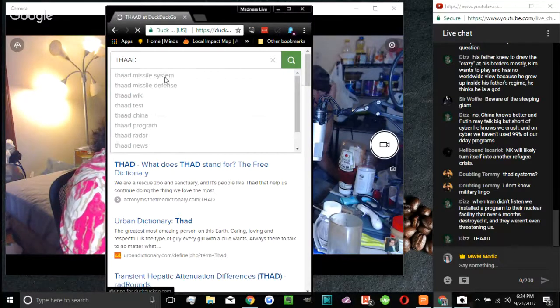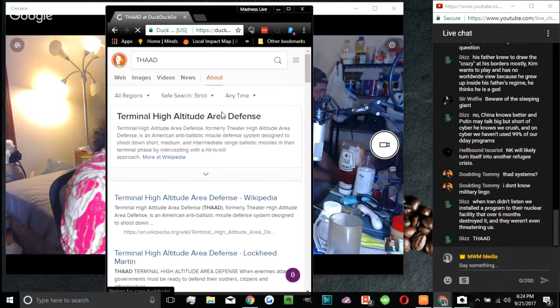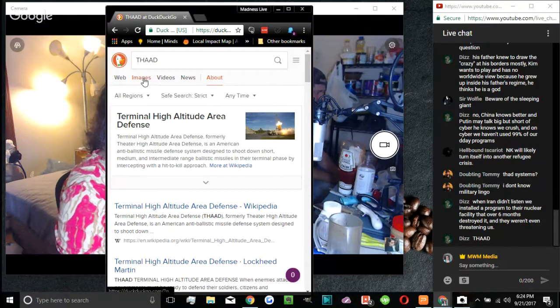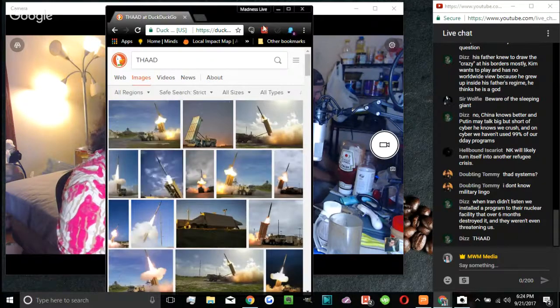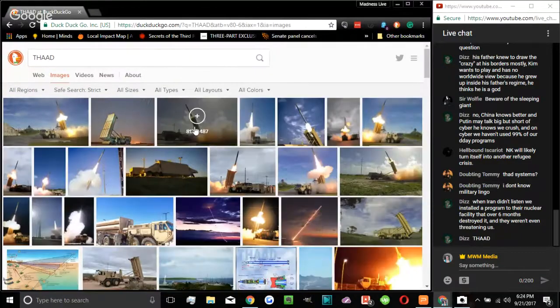Okay, here we go. All right, it's loading up a lot faster, I hope. It is Terminal High Altitude Area Defense. An image of what it looks like. Diagram around here somewhere. There might be. This is what THAAD looks like implemented.